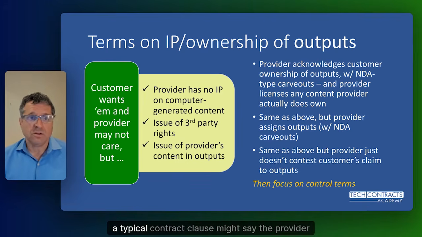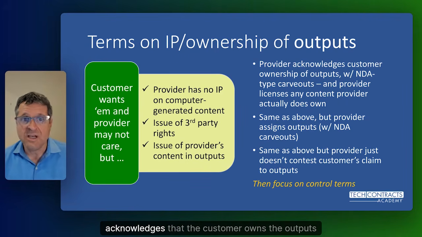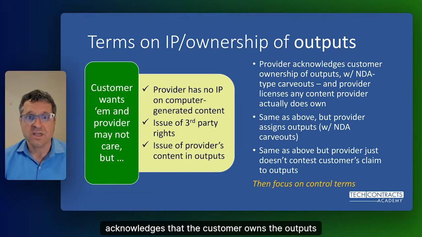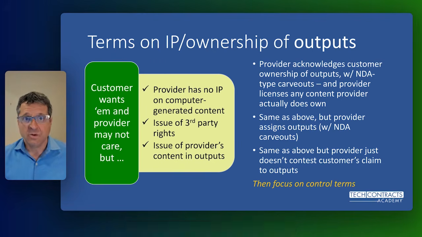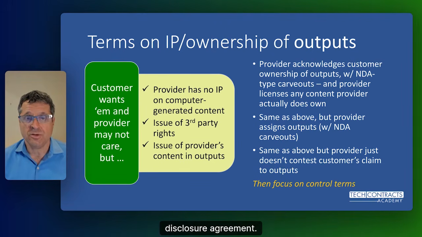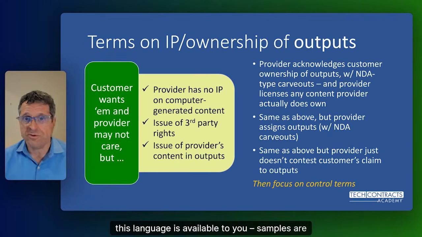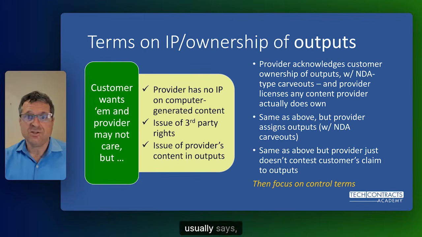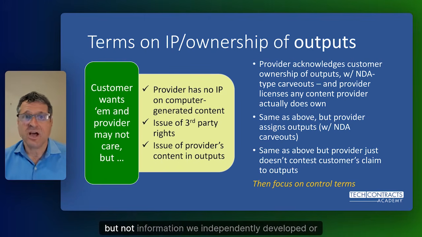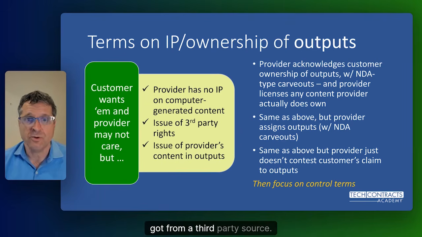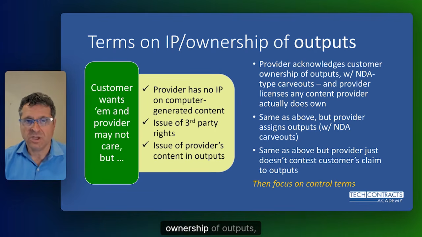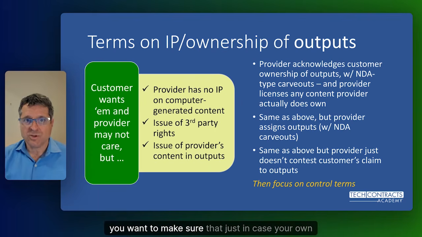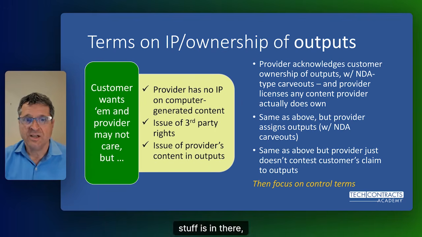For instance, a typical contract clause might say the provider acknowledges that the customer owns the outputs, but has some NDA type carve-outs. I call them NDA type carve-outs because it's roughly the same language you see in a non-disclosure agreement. And by the way, this language is available to you. Samples are available to you at techcontracts.com. An NDA usually says the information's confidential, but not information we independently developed or got from a third-party source, something like that. You'd want to say roughly the same thing if you're the provider and you're acknowledging customer ownership of outputs. You want to make sure that just in case your own stuff is in there, you're not agreeing that they own that.